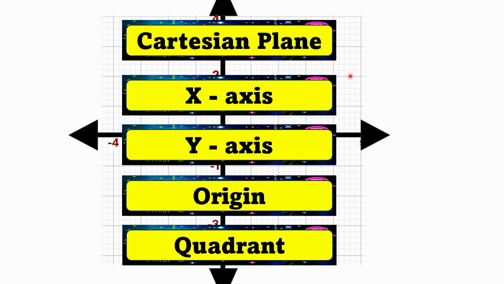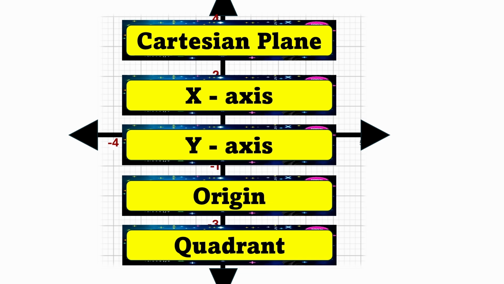We'll talk about its important parts like the x-axis, y-axis, origin, and quadrants. And of course, I'll show you how to plot points step by step. By the end of this video, you'll be able to locate any point on the plane with confidence.